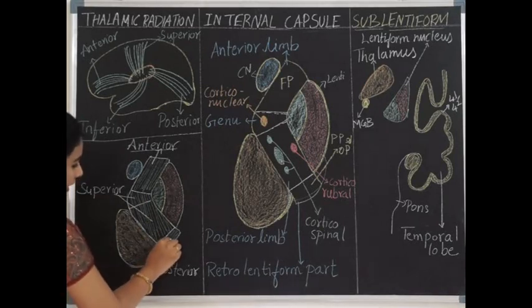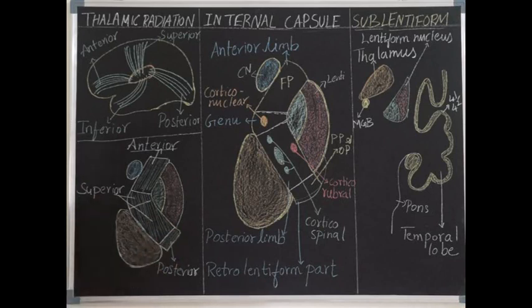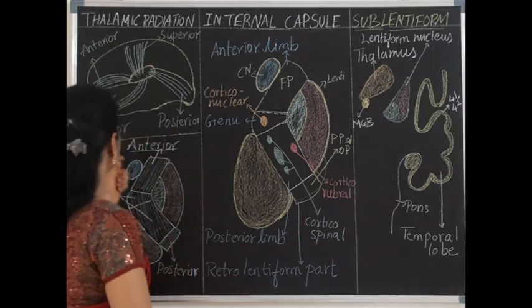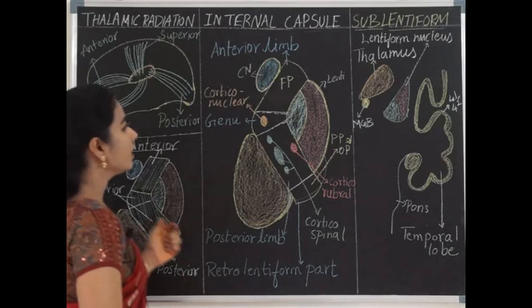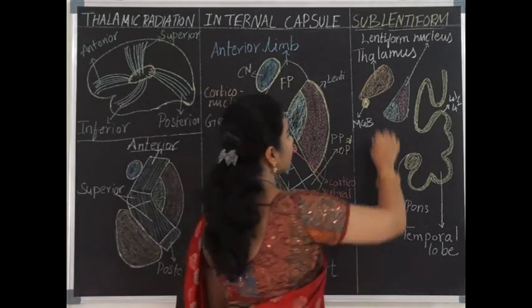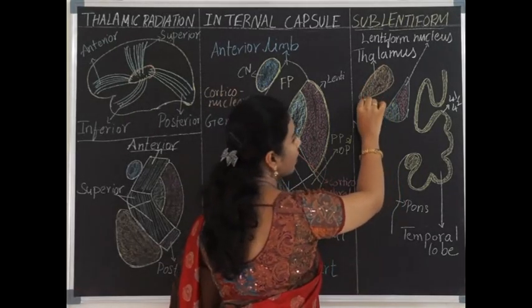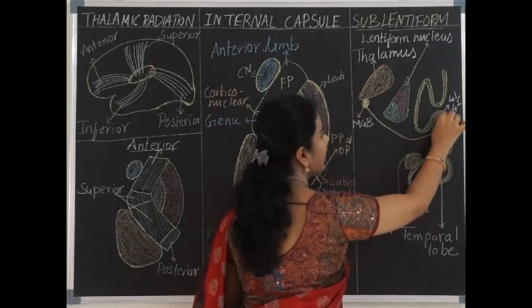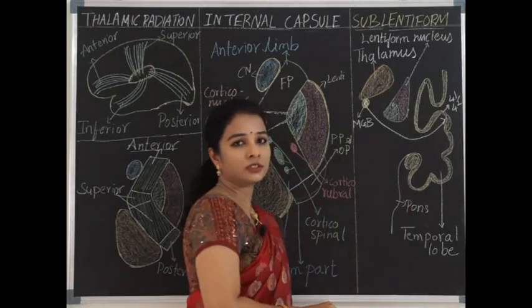Posterior thalamic radiation is present in the retrolentiform part. It is mainly concerned with optic radiation, so it relays in the visual cortex. So next we shall see about the inferior thalamic radiation. The inferior thalamic radiation travels from the medial geniculate body of the thalamus towards the primary auditory area of the temporal lobe.